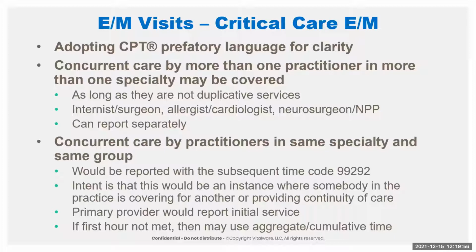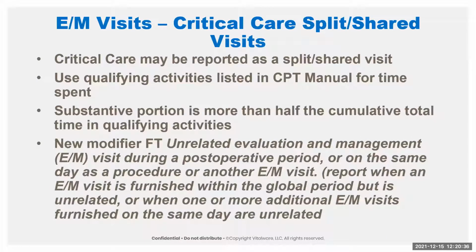Concurrent care by practitioners in the same specialty and the same group can be reported with the subsequent time code, the 99292. The intent really is that this would be an instance where somebody in the practice is covering for another, or providing continuity of care. But the primary provider is going to report the initial service. If that first hour is not met, then you can use the cumulative time of the different providers. And it can be reported as a split shared visit.